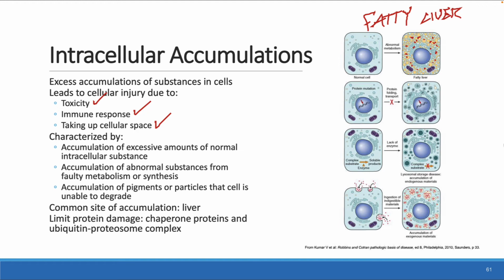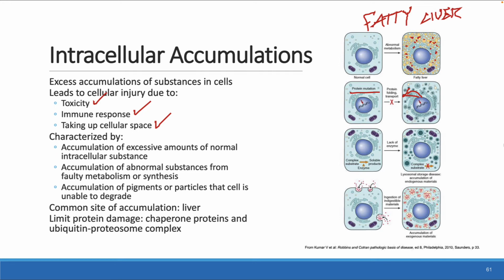There may be, in a separate idea, a protein mutation that has changed the way that these proteins fold and get transported inside the cell. We may have abnormal proteins that are being produced that accumulate in the cell. And this is what happens in PKU, for instance, phenylketonuria.